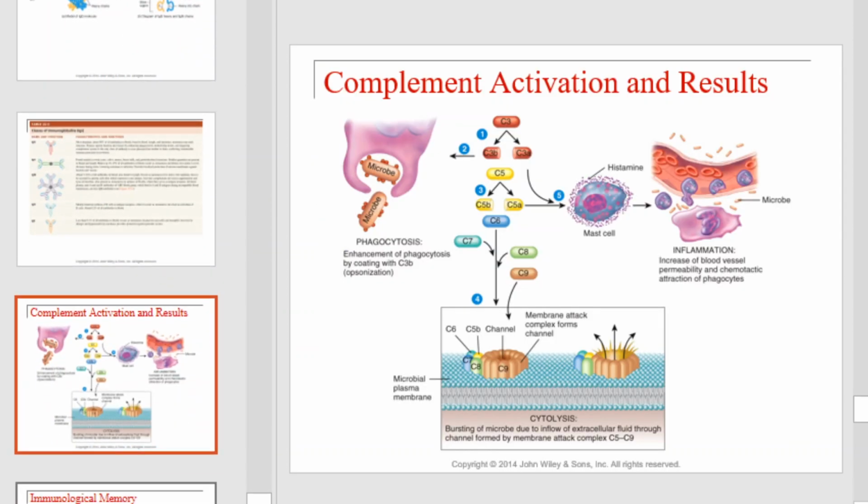Complement activation and results. This table illustrates the activation of complement proteins and the subsequent results achieved by doing so.